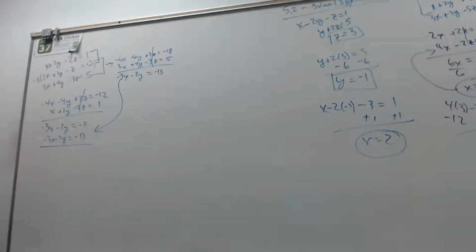What do you notice? That's the same left side twice, right? Except the right sides are not the same. No solution. So I could subtract them and I get 0 equals 2. But is that a true statement? No. So therefore, the answer is? No solution. No solution.